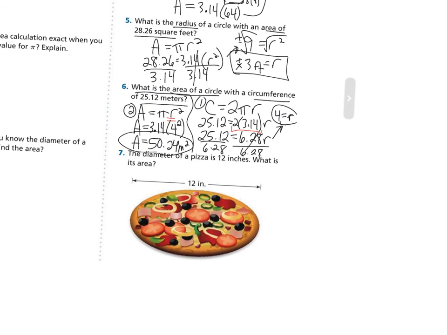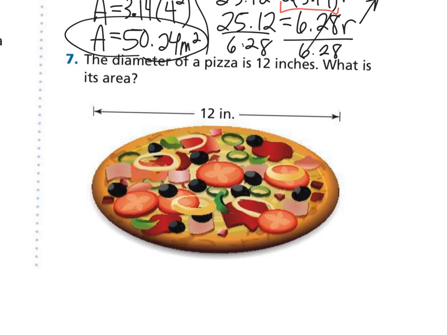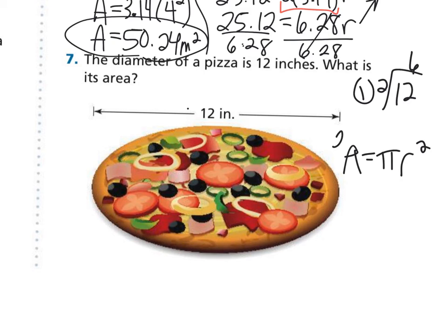And just to mention on number 7, they're telling us the diameter is 12 inches. They're asking for the area. So like I said earlier, if the diameter is 12, to find the area, we have to know what? The radius. So the diameter is 12 means the radius would be 6. And even though that's a simple calculation, I'm going to write that out to show how I got the 6.